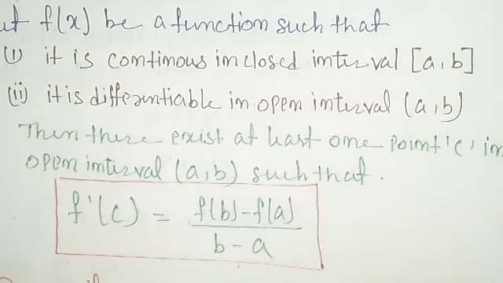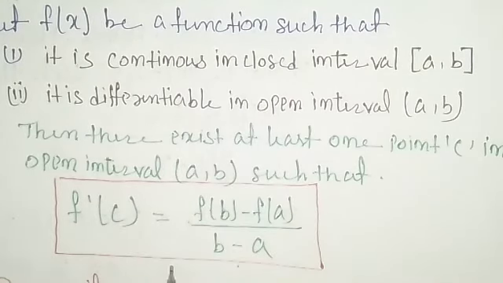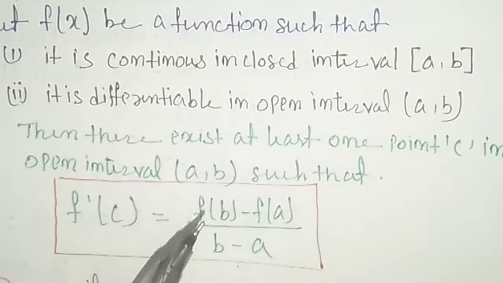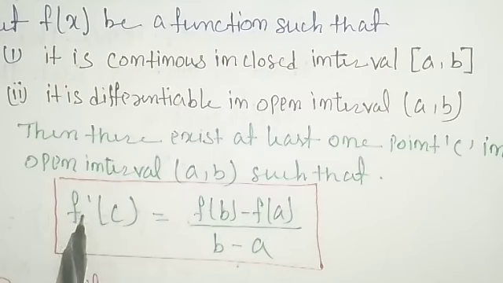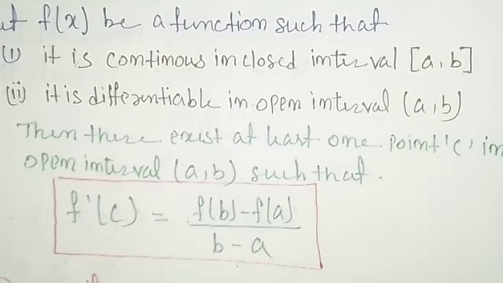First of all you have to see whether the given function is continuous in the closed interval and differentiable in the open interval. Once these two conditions are satisfied, then we take a point c and check whether f dash of c is equal to f of b minus f of a by b minus a, where a and b are given values. Now we will see one working example and impose these conditions.